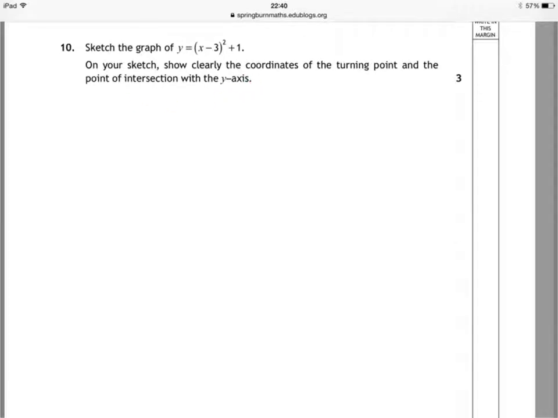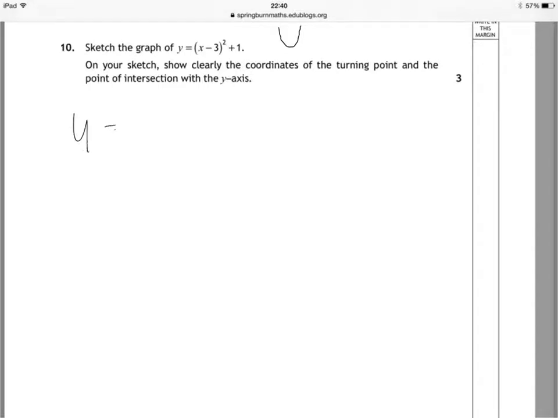Well, the first thing is we've got the completed square of a function here. Now, what we can immediately say in terms of the basic shape is, if we were to expand out that squared bracket, we would get a positive x squared term. A positive x squared term means that the parabola, which is that shape there, is U-shaped, so we know that immediately.